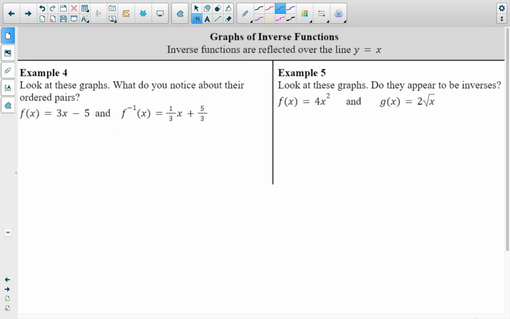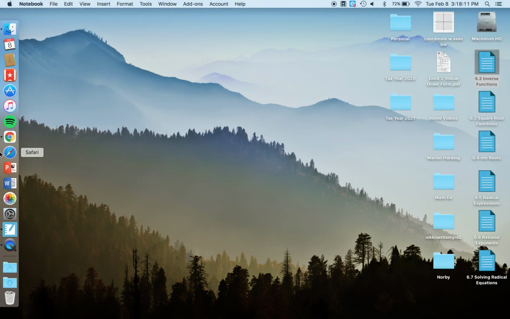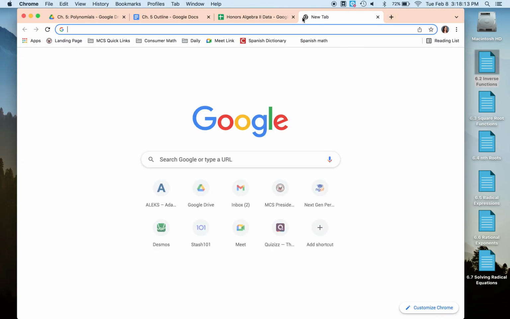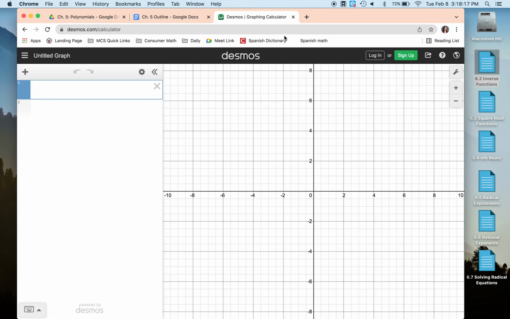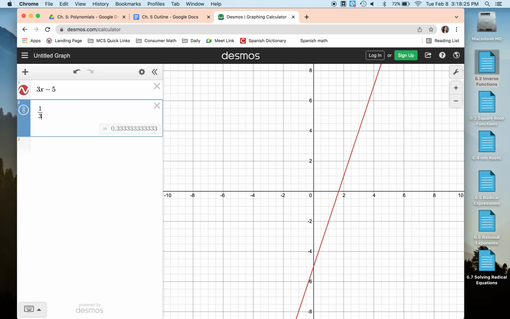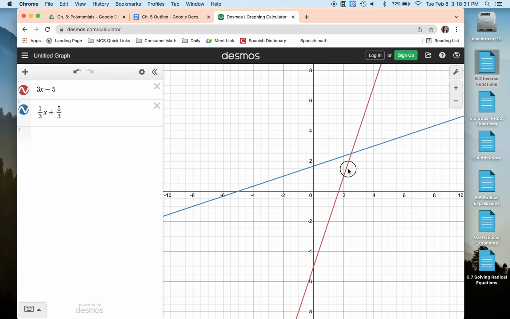A couple more quick pieces of information for you. We're going to look at these graphs. What do we notice about their ordered pairs? So I'm going to pull up Desmos real quick. Let's see. Desmos real quick, and then let's plug in 3x minus 5, that's one function, and then let's plug in 1/3 x plus 5/3. Okay, so look at these functions.